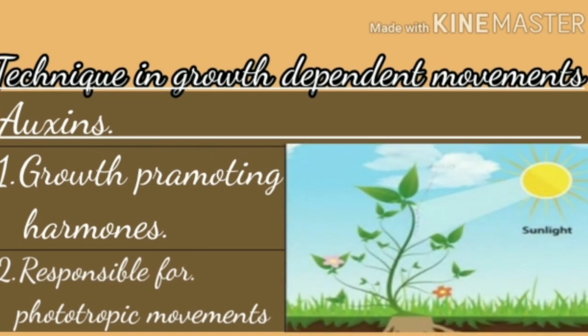Auxin is synthesized on the side of the shoot which is present in the light. This auxin gets diffused to the dark side of the shoot. As I just mentioned, auxin is responsible for growth, so the dark side of the shoot grows longer than the side of the shoot which is present in light. So the plant bends towards the light.